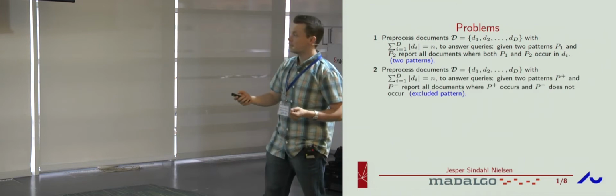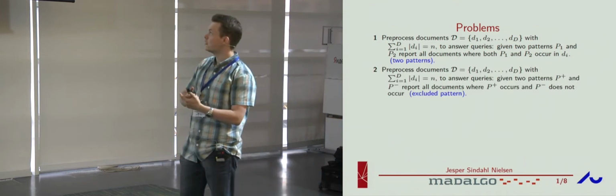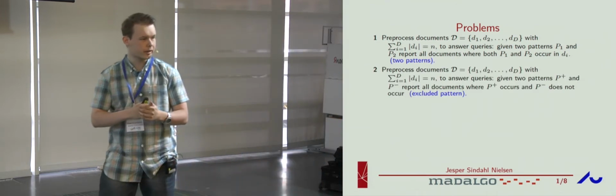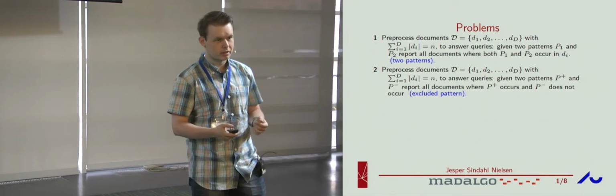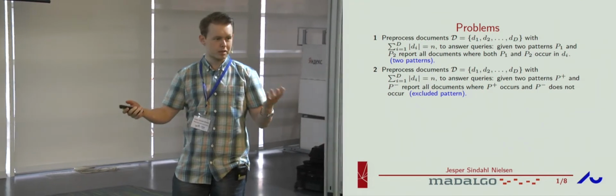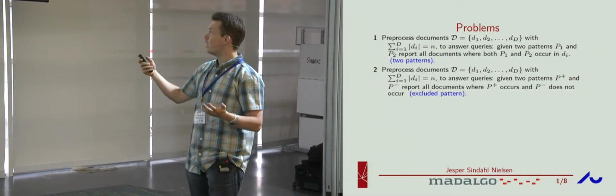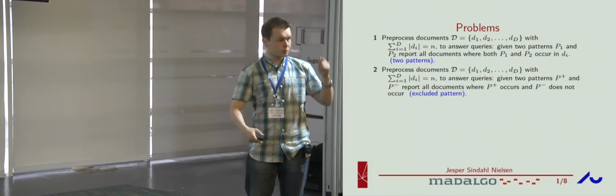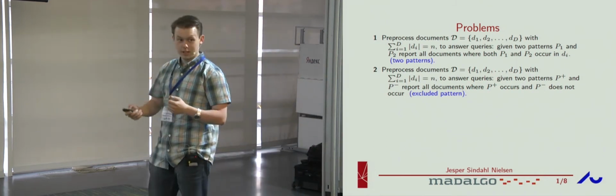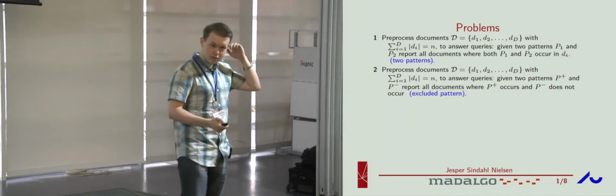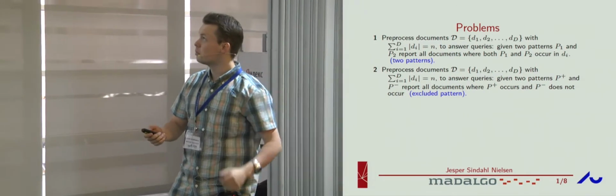The next problem we'll look at is the excluded pattern problem, where you again have a collection of documents. You want to index these documents so that you can answer queries given a positive and a negative pattern. Tell me all the documents where one occurs and the other one must not occur. So I suppose you can imagine some implications of these two problems.